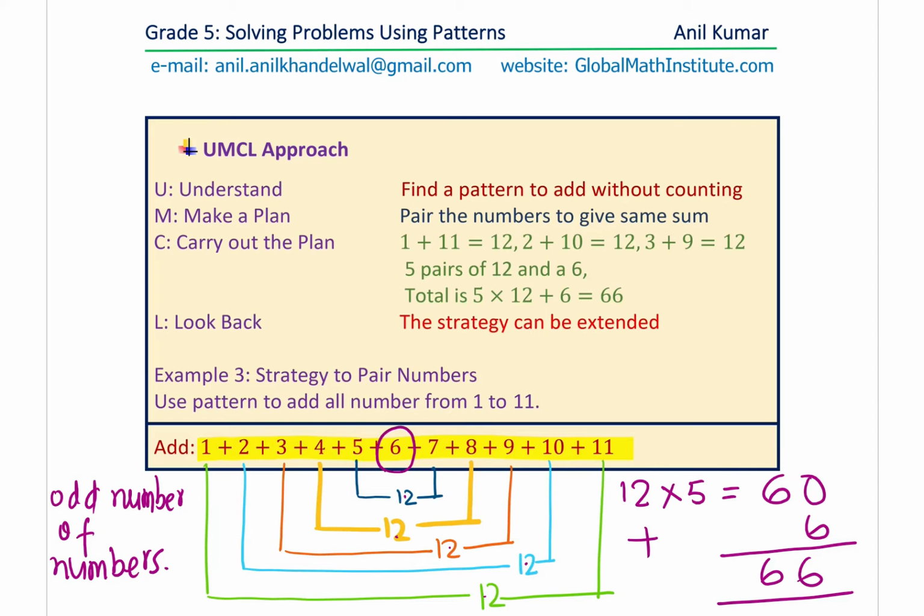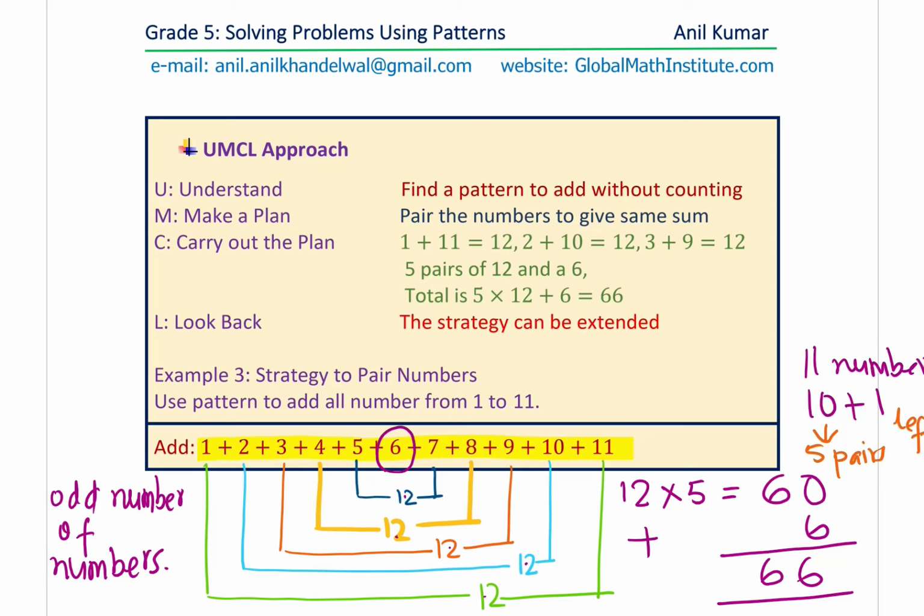So how many numbers are there between 1 and 11? There are 11 numbers. That is like 10 plus 1. So these 10 numbers will actually pair up into 5 pairs, right? And one left. Is that clear to you? So that is what we're trying to see. If there is an odd number of numbers, the center number will remain, correct?